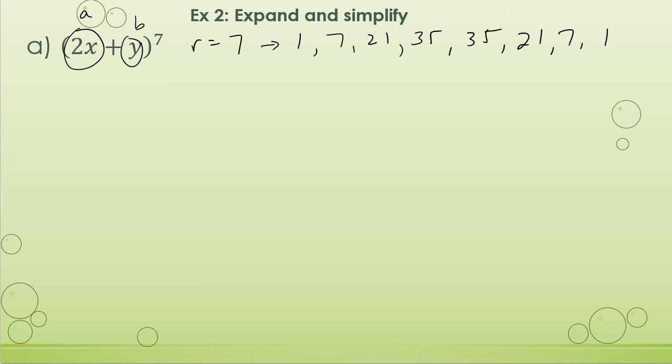This is probably going to go beyond one line across your page, unfortunately. So organization is going to be key here. So we have a 1, first term coefficient. Then 2 to the x is my a value. And you're going to notice I wrote it in brackets because 2x is the entire a to the 7. Plus, next coefficient, 7. 2 to the x to the 6, y to the 1. Next coefficient, 21.